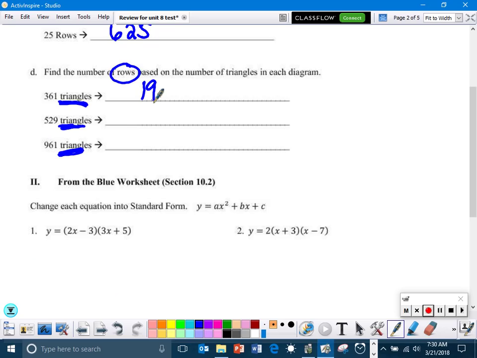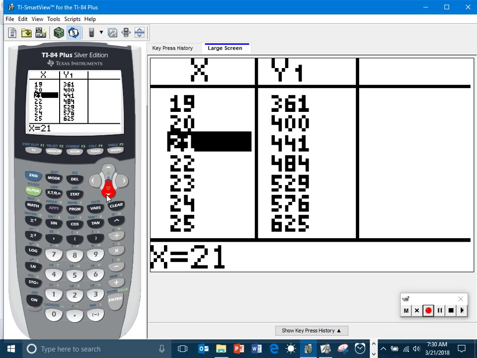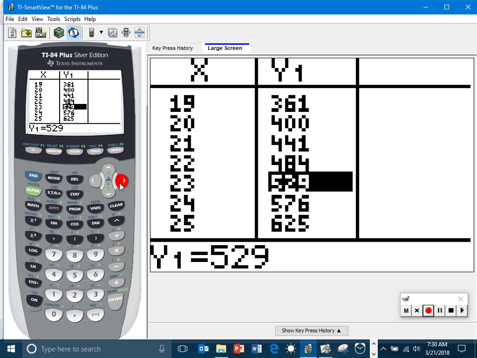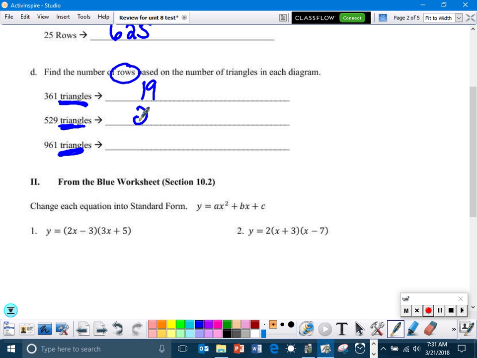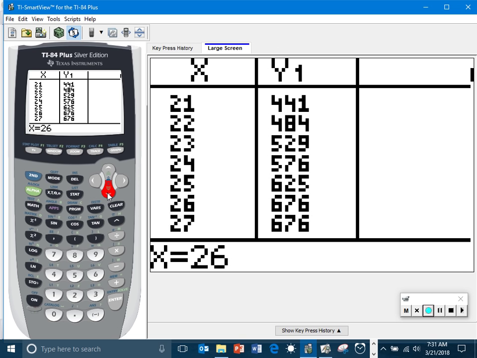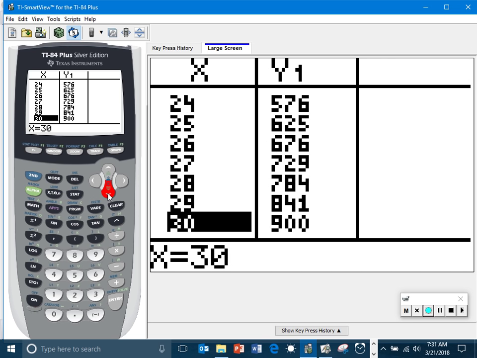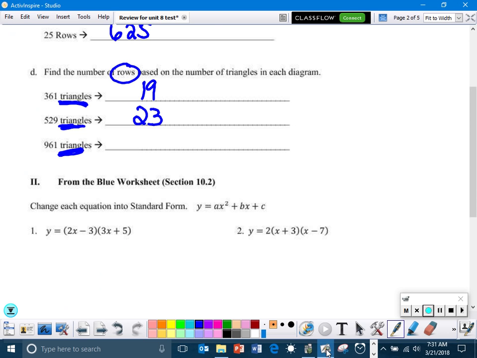Okay, 529 triangles. That's on the same screen also. 529 triangles is right there. That would be 23 rows. Okay, 961 triangles. I'm going to need to scroll down some more to get to 961. Oh, there it is. 961. There are 30 rows.